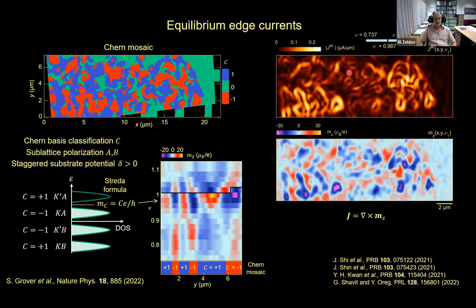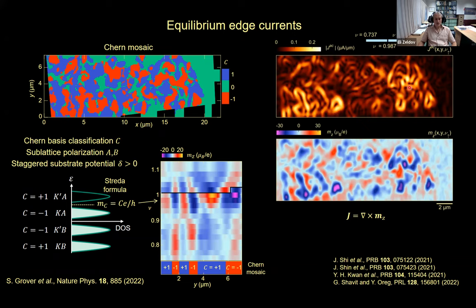Some of these current loops flow clockwise. Some of them flow counterclockwise. We know exactly, I just don't know how to plot it. So what is shown here is the magnitude, the absolute value of the current. It reaches maximum near filling factor one. And as we increase the filling factor, it decays. I'll show you in a second.